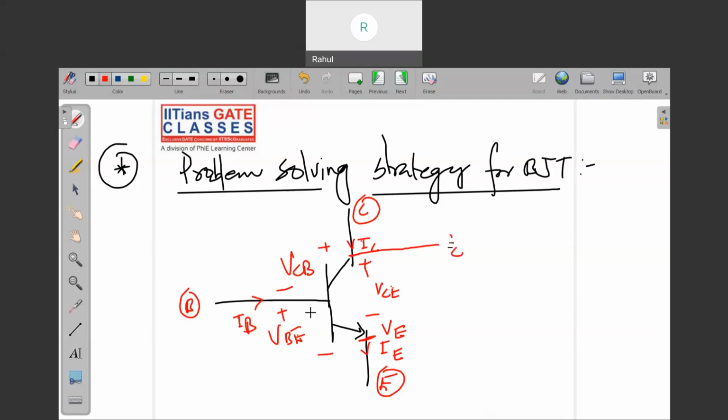In the examination they will ask questions like this. Suppose a bipolar junction transistor is given, in which region of operation is it working? You need to compute in which region your bipolar junction transistor is working.